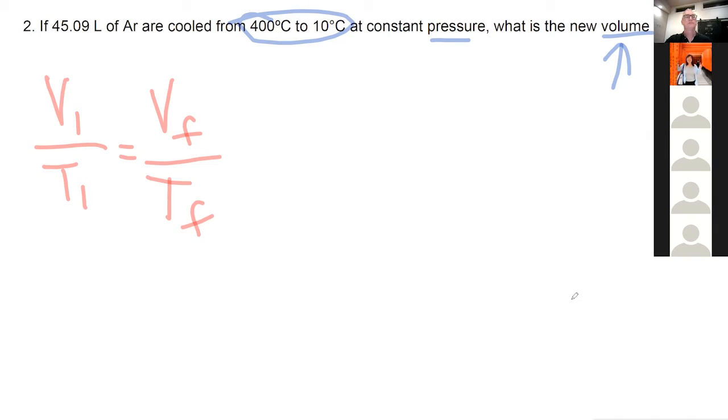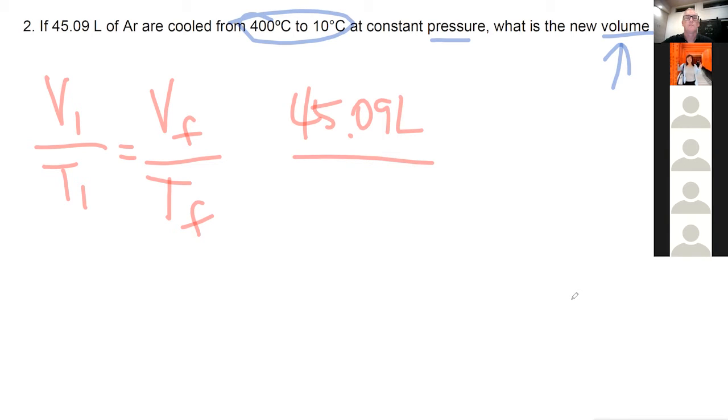All right, so let's plug in our numbers. What's our initial volume? 45.09 liters, right. So we have 45.09 liters. And what's our initial temperature?